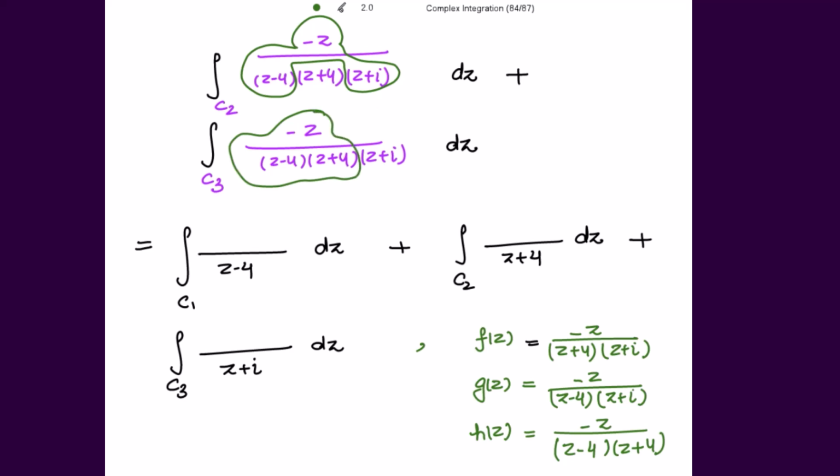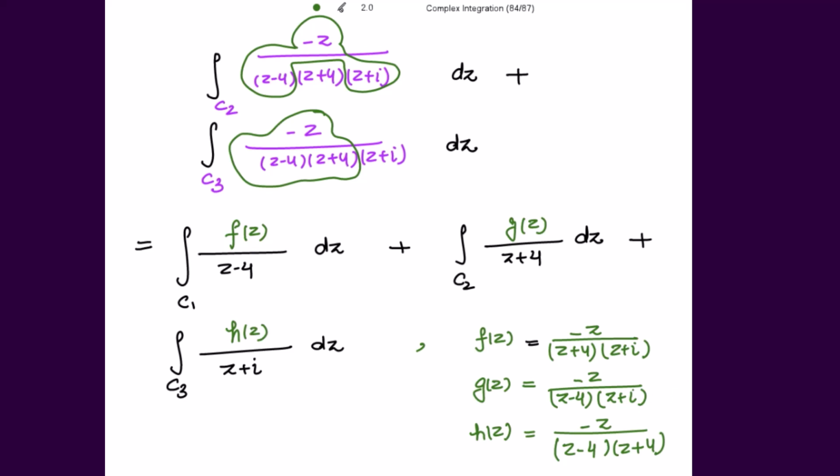So for the first integral over C1, I am taking the function f(z), for the second integral I am taking the function g(z), and for the third I am taking the function h(z). Here it is written what f(z), g(z) and h(z) are.